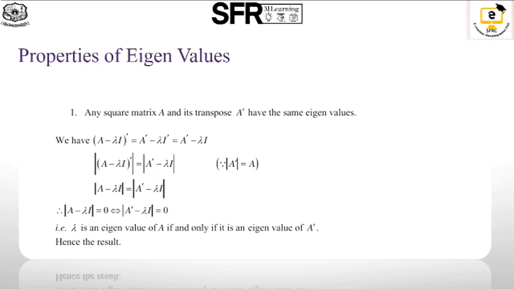So here take the modulus on the left side and right side. A minus lambda I the whole dash equals A dash minus lambda I, which implies modulus of A minus lambda I equals modulus of A dash minus lambda I. We know that modulus of A minus lambda I equals 0 if and only if modulus of A dash minus lambda I is also equal to 0. Therefore, lambda is an eigenvalue of A if and only if it is an eigenvalue of A dash also.